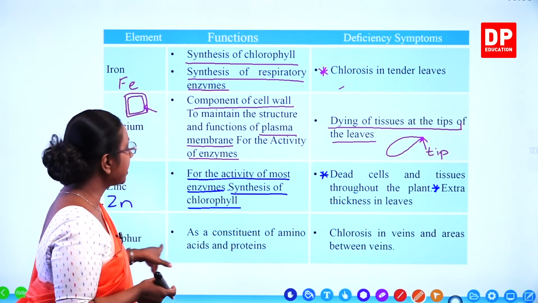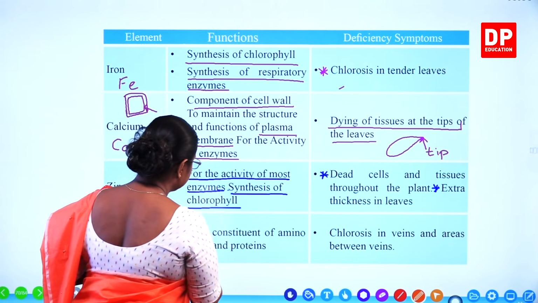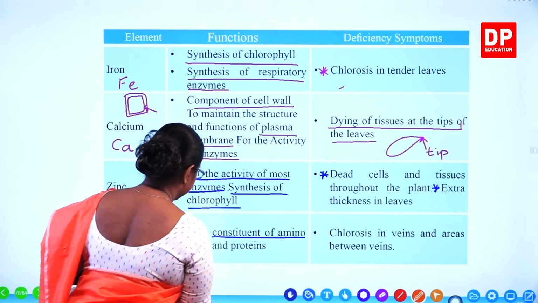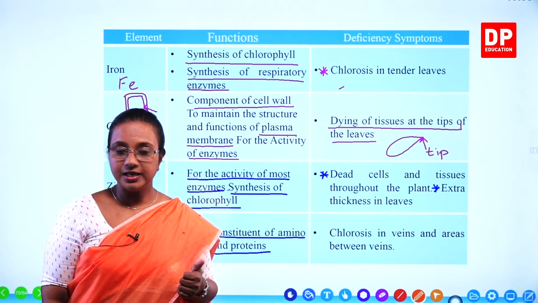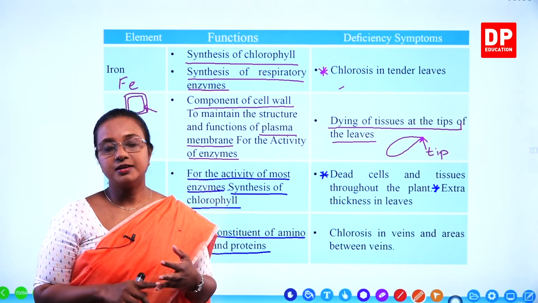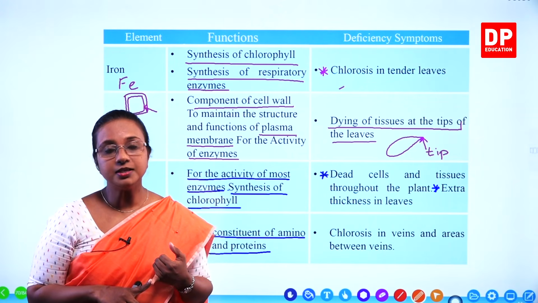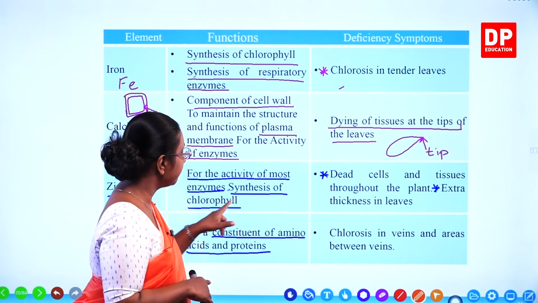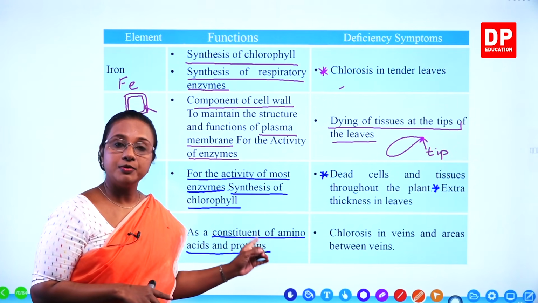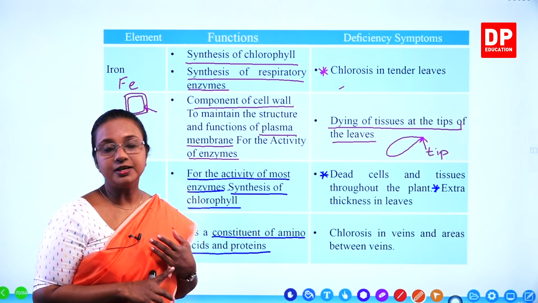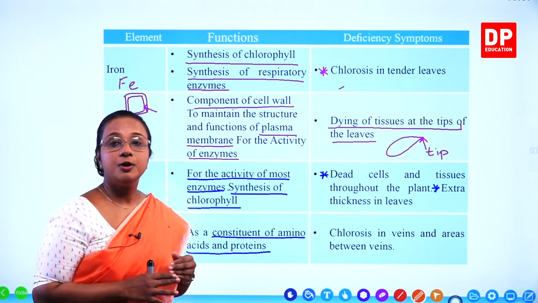Then we have sulfur. Sulfur is S and it is a constituent of amino acids and therefore proteins. You all know the constituent elements of protein: carbon, hydrogen, oxygen, nitrogen, and there is sulfur in some of the amino acids. So, any sulfur containing amino acid, if it is present in protein, that protein also will have sulfur in it. So, it is a constituent of both amino acids and proteins.